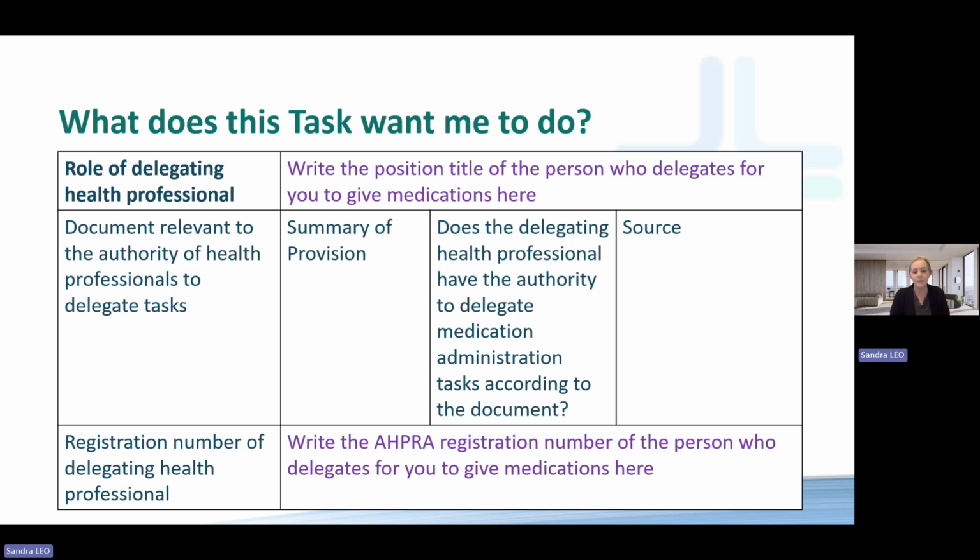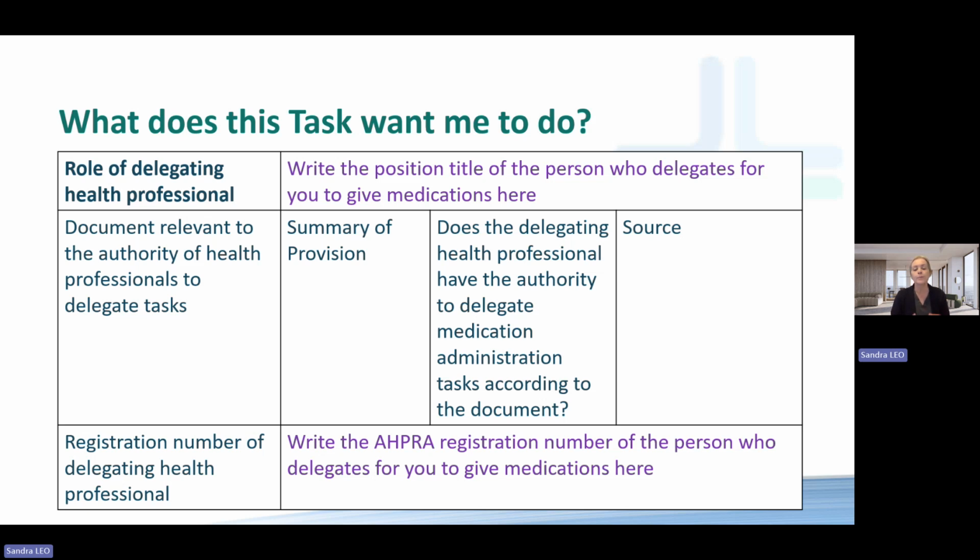Ignore the second column, the second row, sorry, because it's a little bit messy and it seems to kind of be in the wrong place, which I think might be upsetting people. So ignore that second bit for now, and I'll explain in a minute. When you go down to the third row, it says registration number of the delegating health professional. That's where you write that AHPRA registration number.